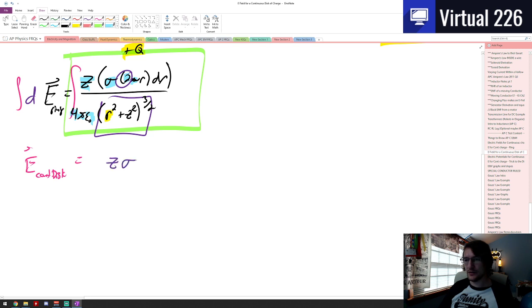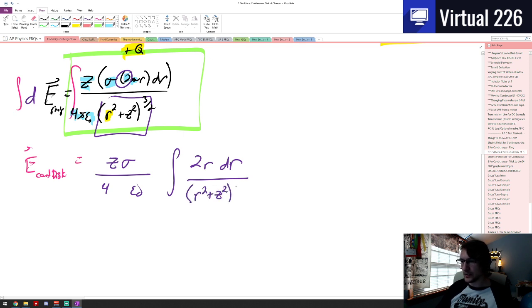There's z, there's sigma, there's pi over, here's a 4, here's a pi, here's an epsilon naught. You know what? Let's get rid of these pi's. They're gone. And then I'm going to have the integral of 2r dr over the quantity r squared plus z squared to the 3/2 power.